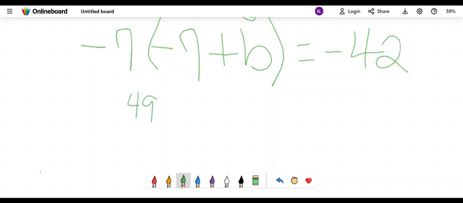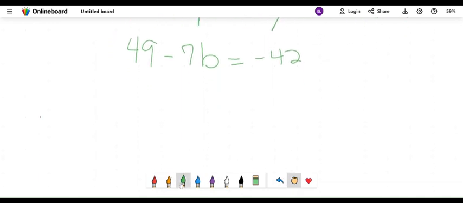Now we have negative 7 plus b, which is going to multiply, and you're going to get negative 7b. Okay, let's just do this, negative 7. Alright, so we'll just bring down negative 42. Alright, that is our two-step equation. Let's get started and solve it.